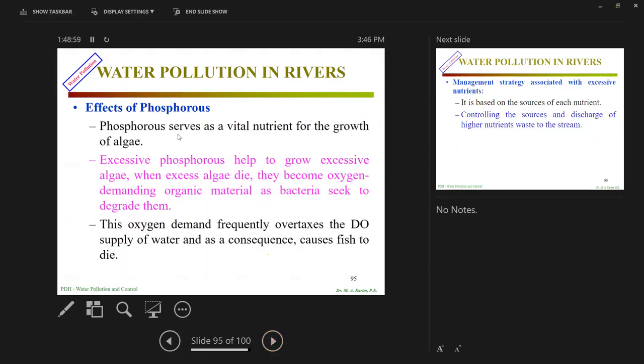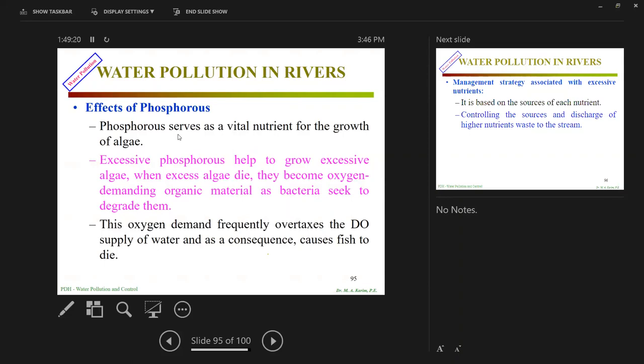So, phosphorus. Phosphorus serves as a vital nutrient for the growth of algae. Excessive phosphorus leads to excessive algae, and excessive algae die and become oxygen-demanding organic matter, which decreases the dissolved oxygen. So this part is basically called eutrophication.